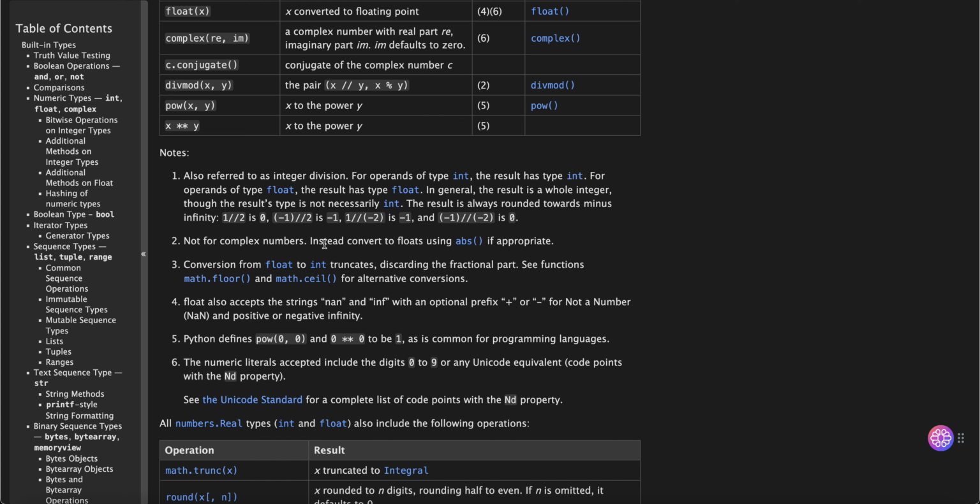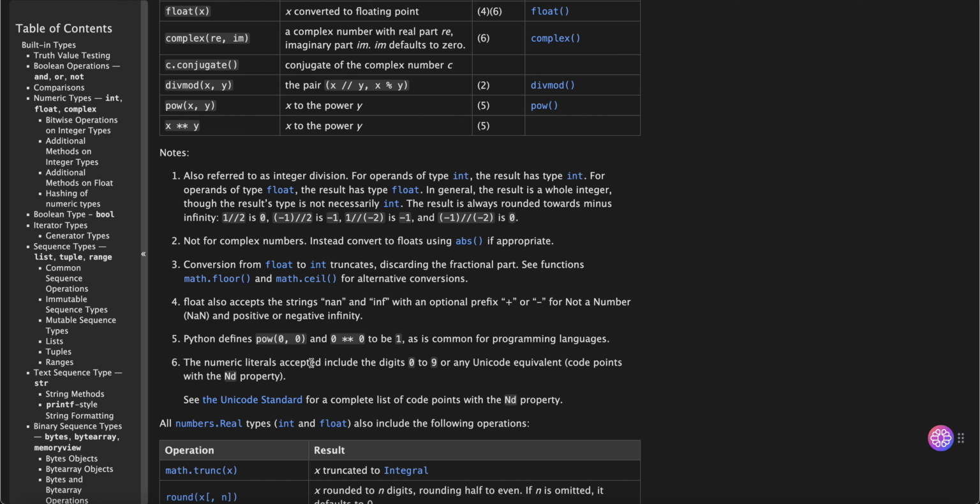Not for complex numbers. Instead, convert to floats using abs if appropriate. Conversion from float to integer truncates, discarding the fractional part. See functions math.floor and math.ceil for alternative conversions. Float also accepts the strings nan and inf with an optional prefix plus or minus for not a number and positive or negative infinity. Python defines pow(0, 0) and 0 ** 0 to be 1, as is common for programming languages.